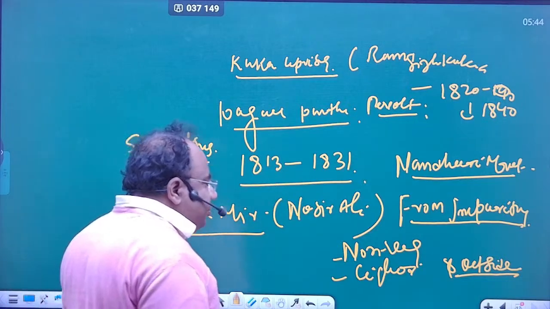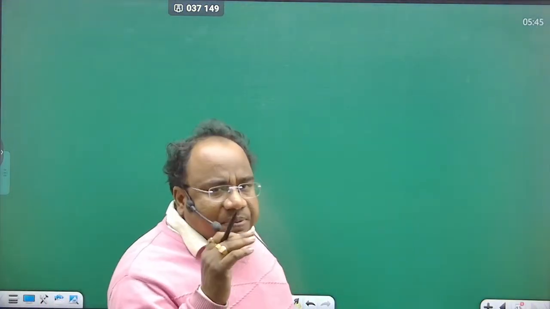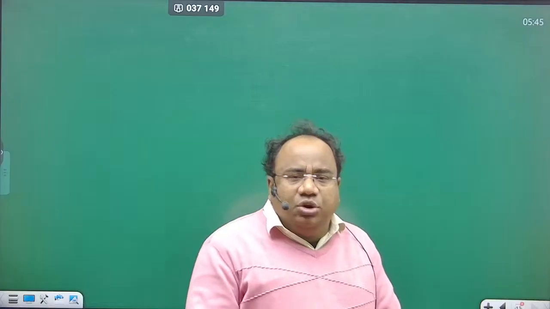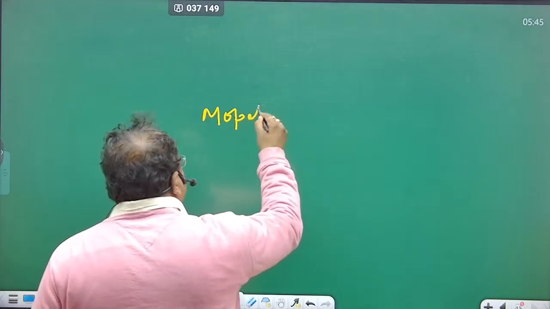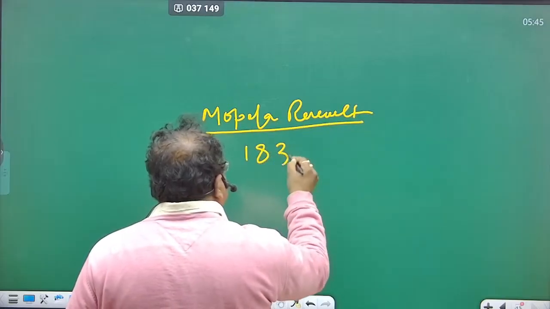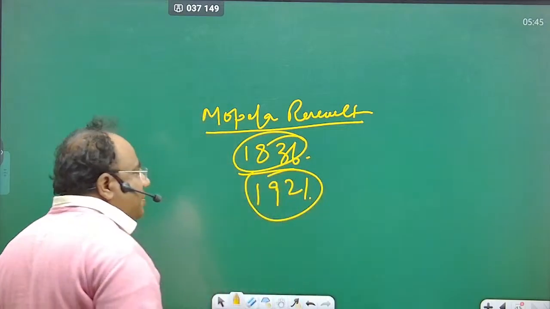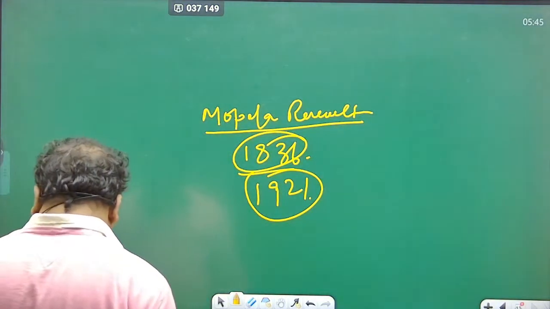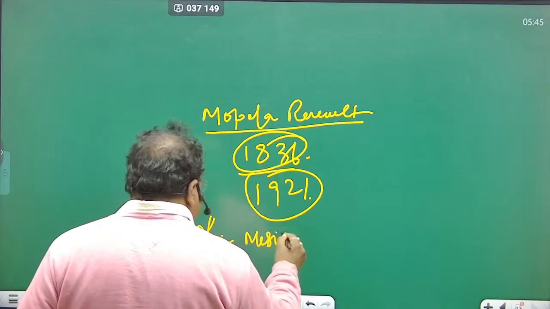Now, coming to the Mopala revolt. It is also a peasant Muslim community revolt. Mopala, sharecroppers, those are agricultural people. Mopala revolt, 1836 and 1921. Two times I am telling you. Very popular in 1921. Mopala revolt. The leader was Ali Musliar.